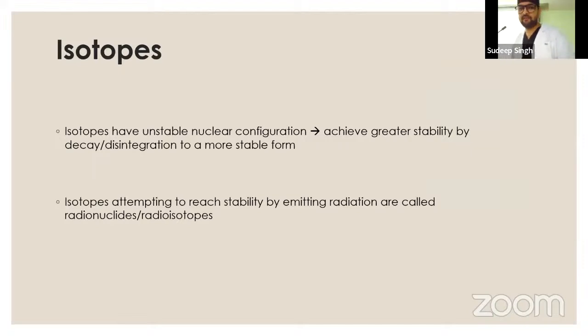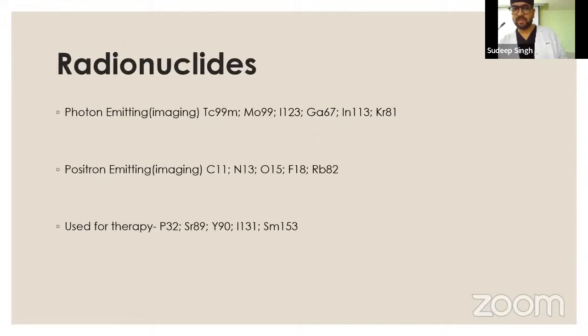Isotopes have unstable nuclear configuration. They achieve greater stability by decay or disintegration to a more stable form. In attempting to reach stability by emitting radiations, they are called radionuclides or radioisotopes. The radionuclides can be photon emitting, used for imaging, or positron emitting.